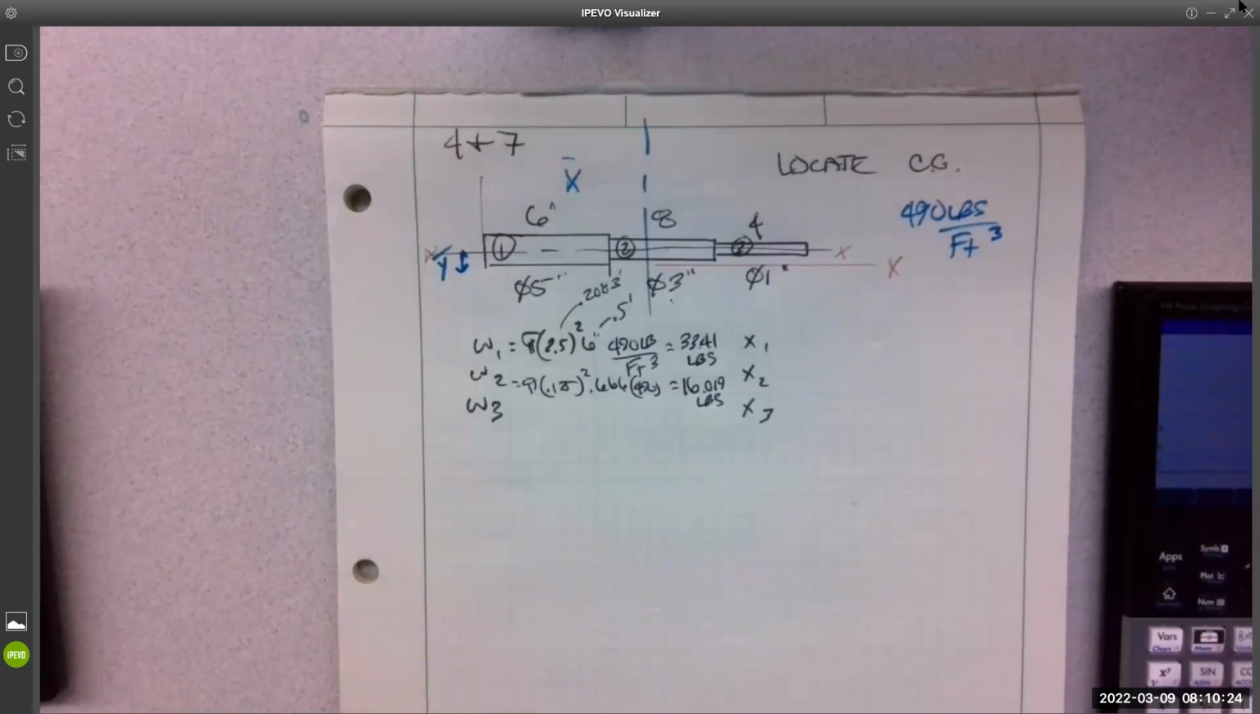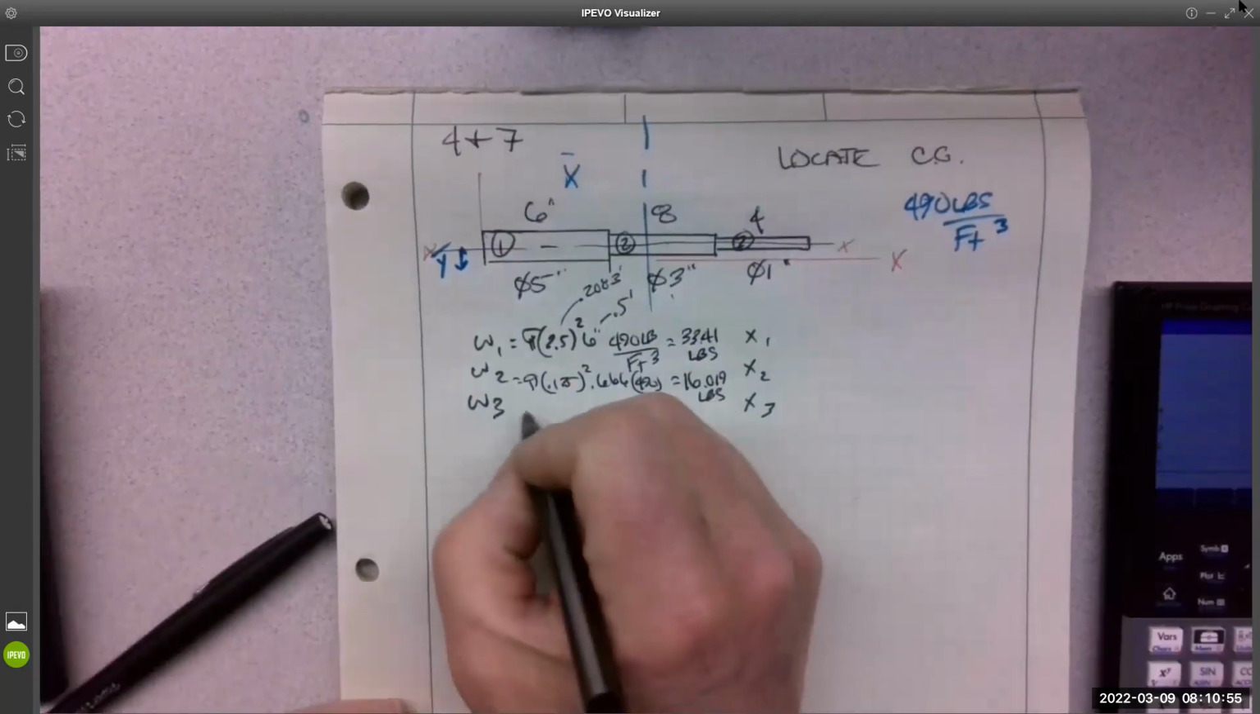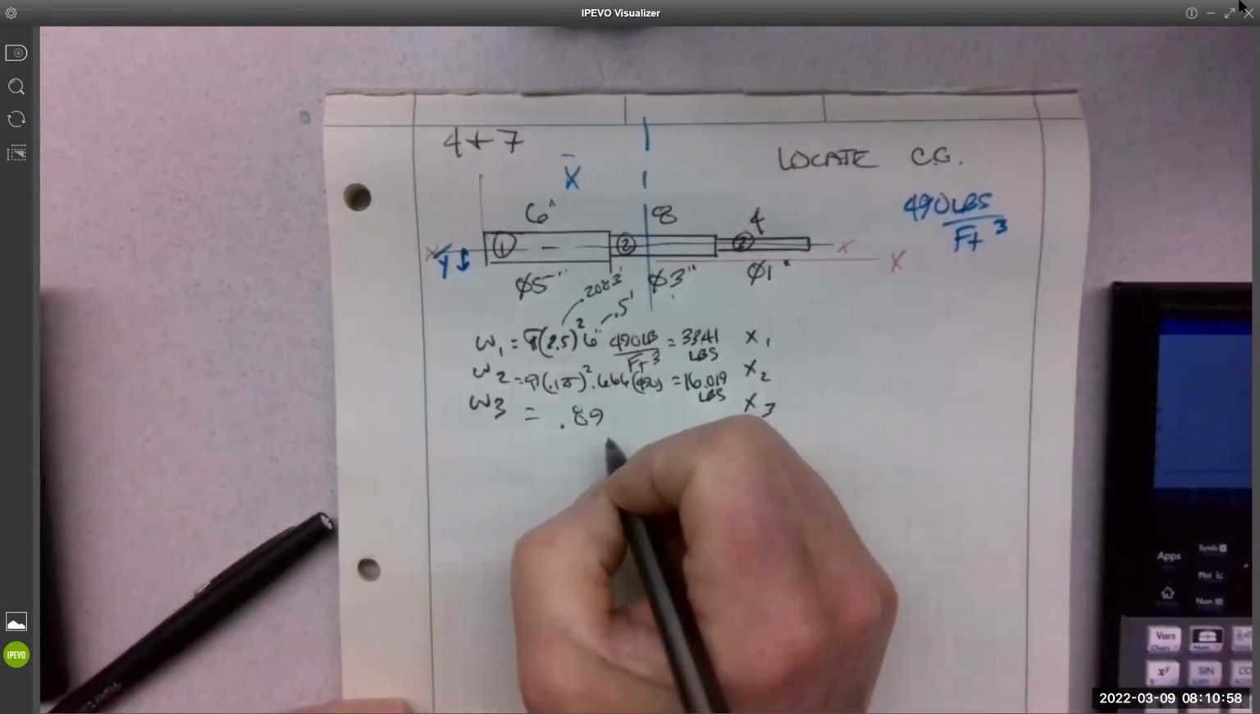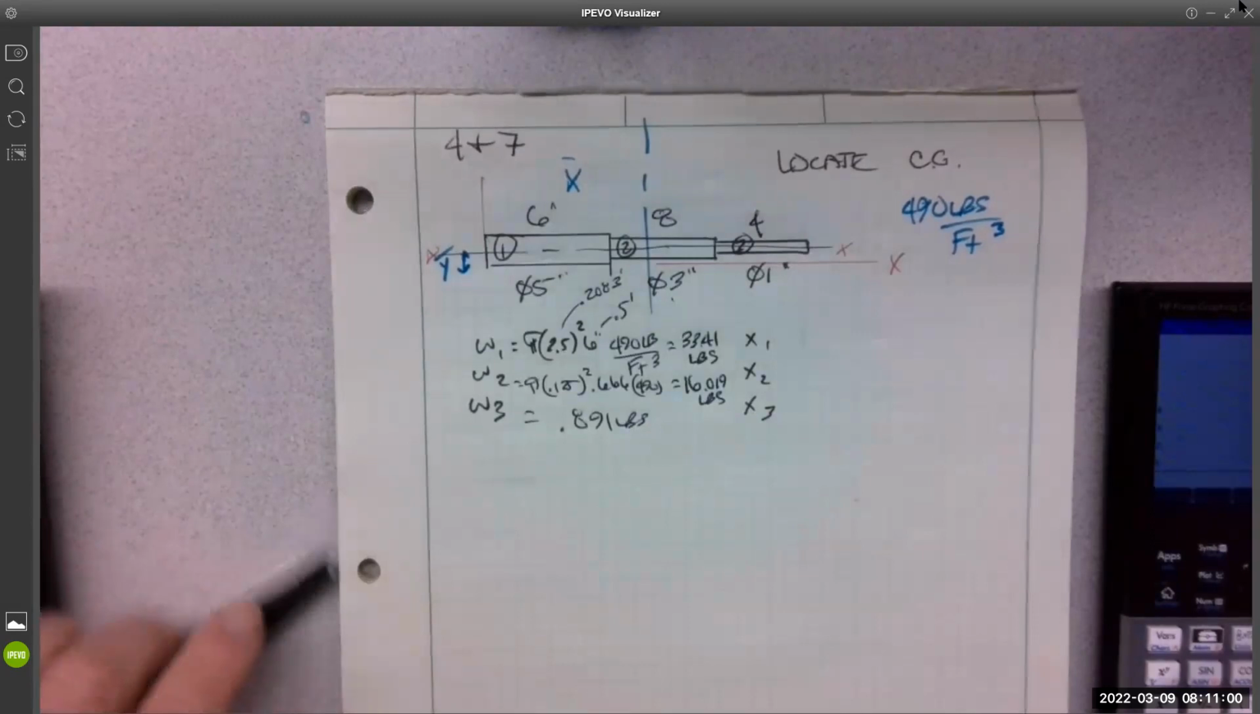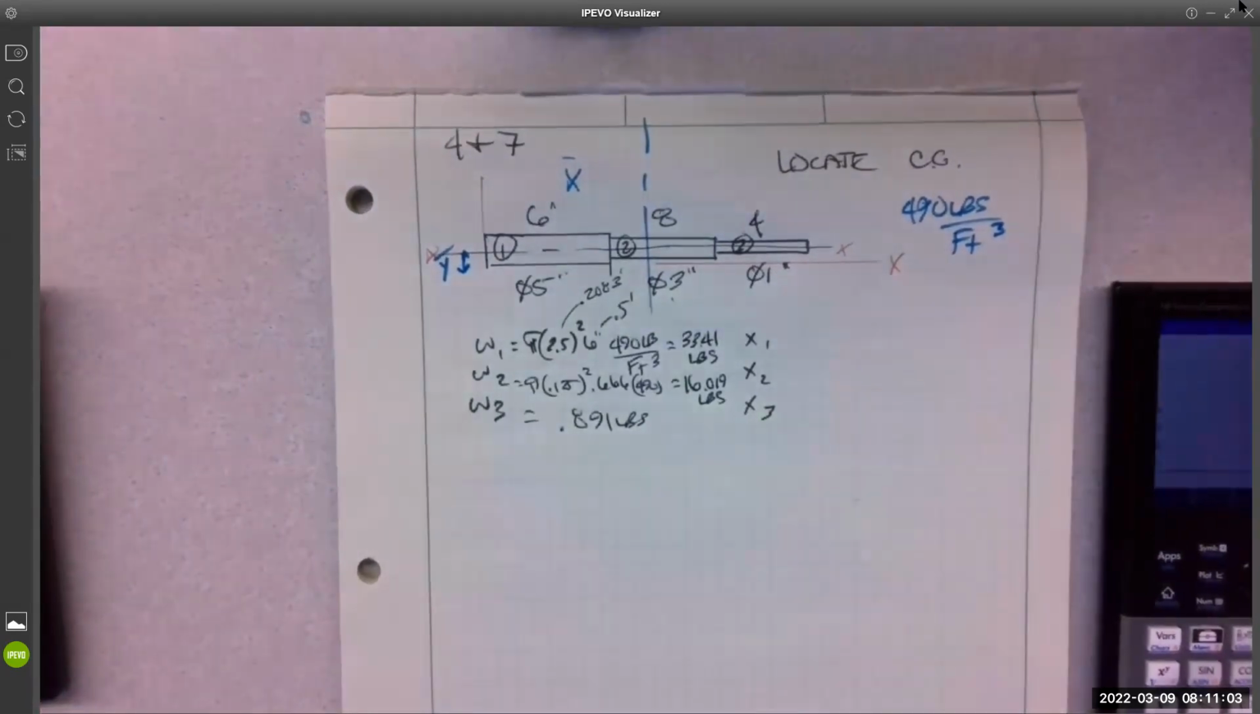All right, and then the last one, I'll just crunch. 1 inch, so it's a 1/2 inch divided by 12 to get it converted. And square that. Pi. And then length. I get 0.89. Anyone else get that? 0.891. Okay.